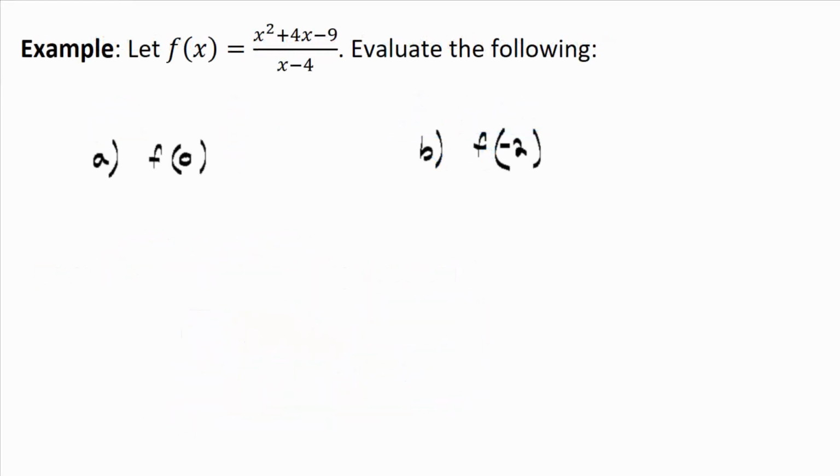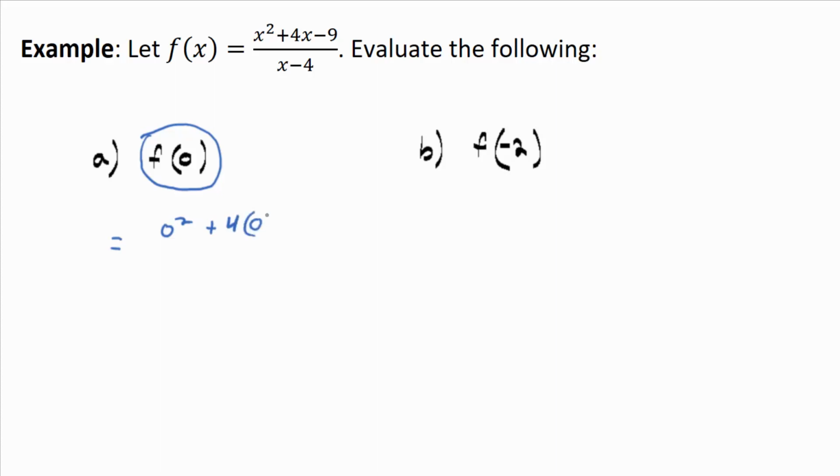So in this example, let's let f of x equal x squared plus 4x minus 9 divided by x minus 4. We just want to evaluate, in part A, f of 0. So what is it? This is back to function notation. What does f of 0 mean, you guys? Plug in 0 for x. So we've got our rational function defined by the formula x squared plus 4x minus 9 divided by the quantity x minus 4. Replace x with 0.